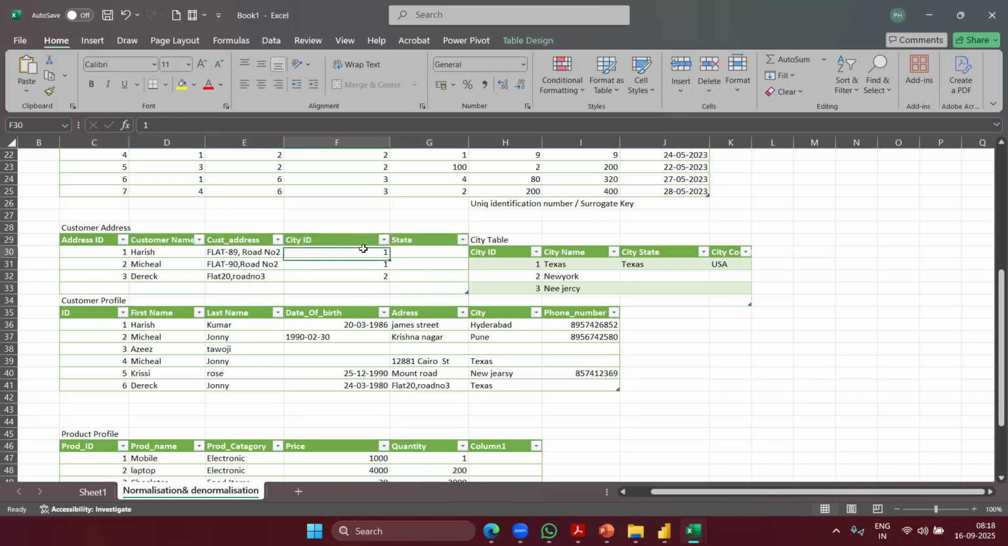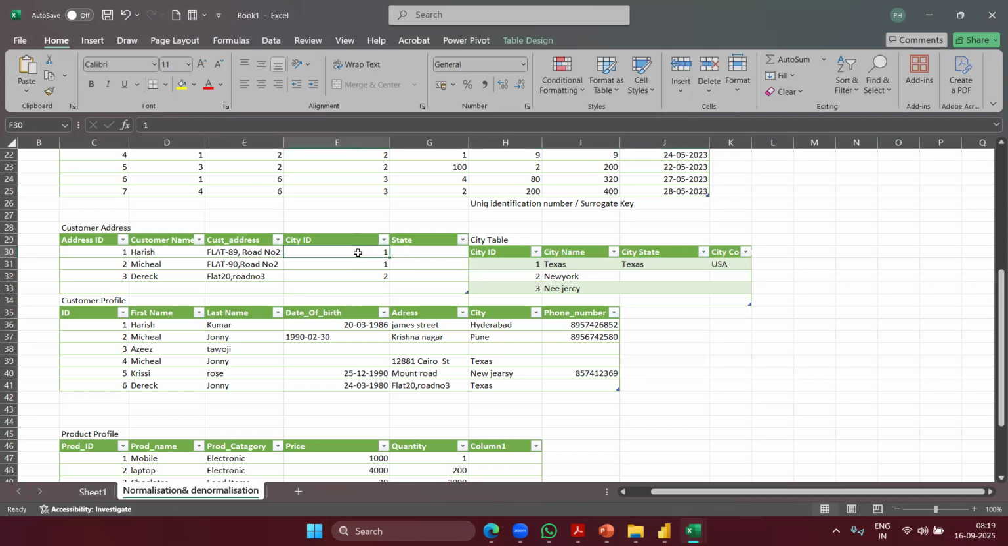Now what happens? Within the state, within the city, we would have hundreds of customers. That means in the customer address table, the city ID, city name, and state name are going to be repeated multiple times. So how can we further optimize this? Simple, create a city table, giving each and every city one key value and just refer to that. So instead of two columns being repeated, we would have only one row.